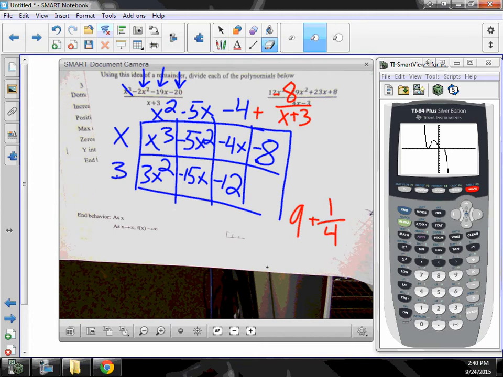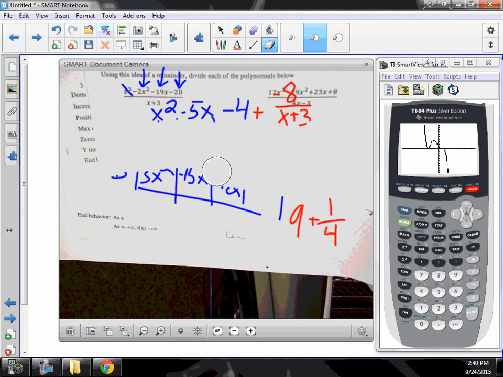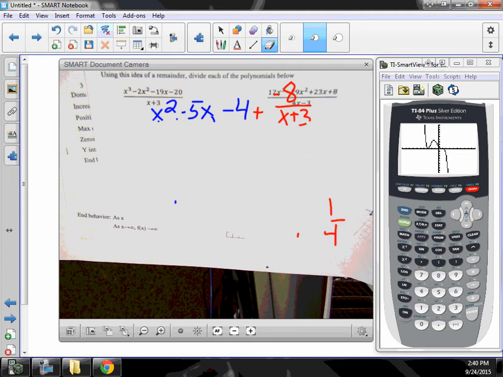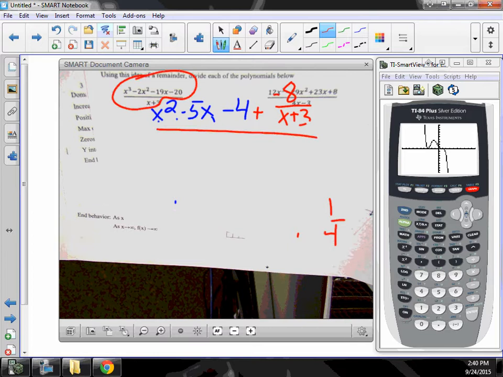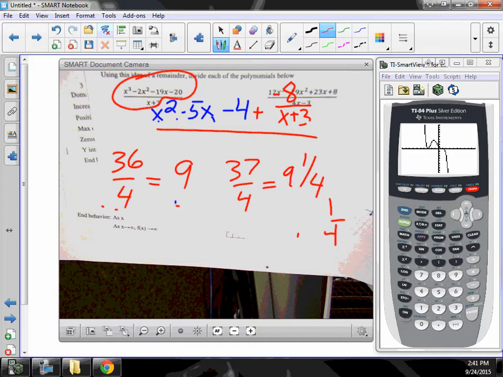Now the crazy thing is, if I were to graph this equation or this equation, you wouldn't be able to tell the difference. Okay? Which is the same as saying, is 36 over 4 equal to 9? Yes. This number and this number are equal. This one has just been simplified. Is 37 over 4 equal to 9 1/4? Yes.